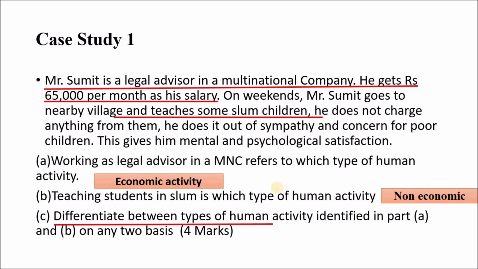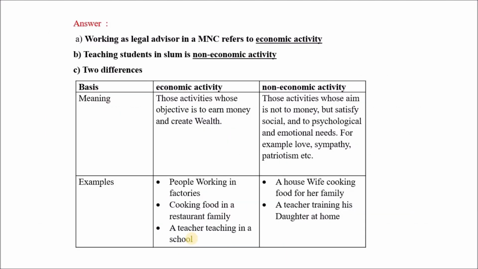And then if you can see the C part of this question, you have to differentiate between economic activity and non-economic activity on any two bases, and I told you that you should always make a basis column and then write the answer. So this is how you would attempt this answer. You'll write the answer like this. A, working as a legal advisor in MNC refers to economic activity. Please underline the main answer. Then teaching students in slum is a non-economic activity.